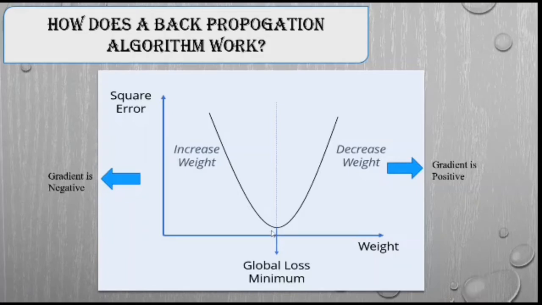So if you increase the weight, the error decreases, and if you decrease the weight, the error increases. So basically the task of the backpropagation is to reach this global loss minimum, and to reach the global loss minimum, the backpropagation algorithm will actually increase the weight or decrease the weight. And if it is on the right side over here, then it has to decrease the weight as it is directly proportional, and if it is on the left side over here, it has to increase the weight as it is inversely proportional. So this is how the backpropagation algorithm works.